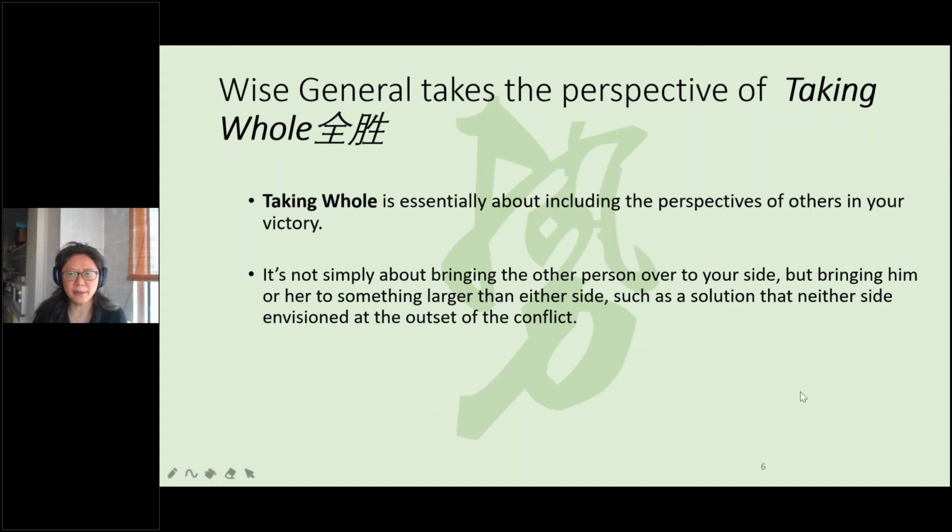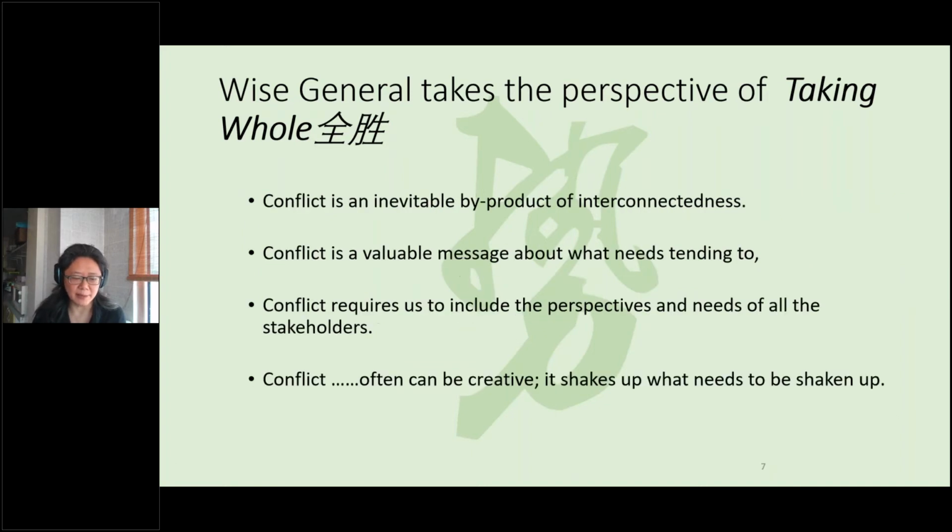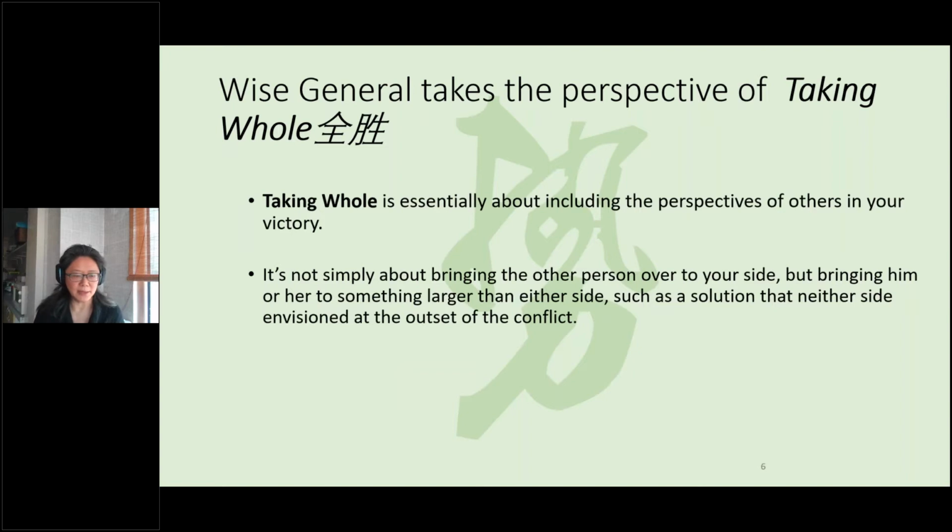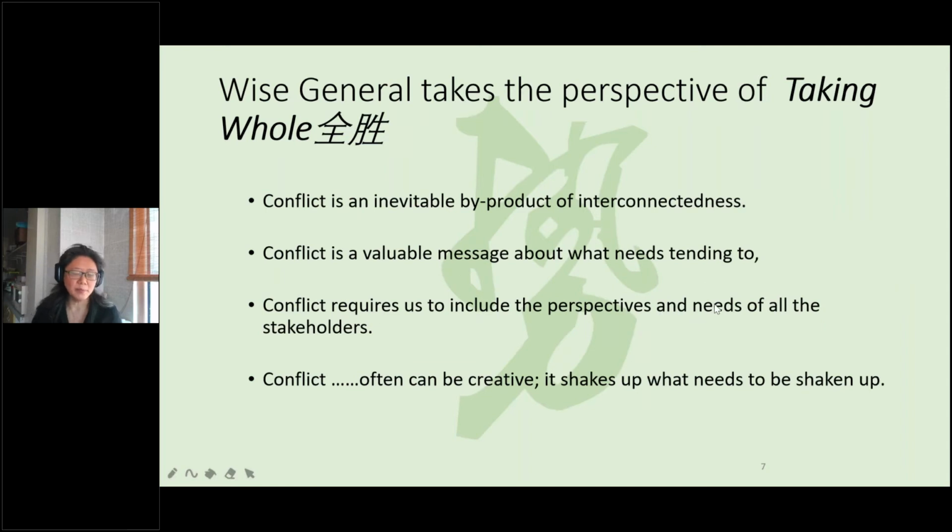So talking about this is a bit dull and boring. Let's see if we can have some examples of taking whole. The examples I will give you are about when conflict is arising and a leadership role is required to work with it or deal with it.